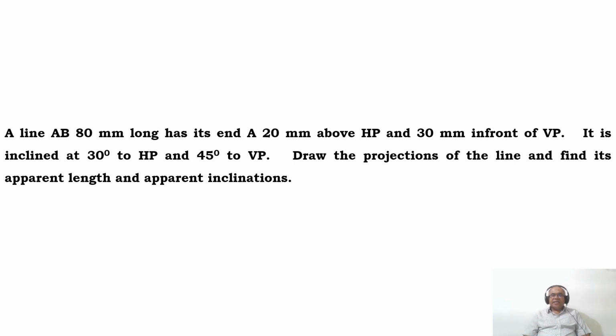Then he says it is inclined to HP and to VP. So what inclination is given? The true inclination of the line, that is theta, with respect to HP is theta and with respect to VP is phi. Both theta and phi are given. Draw the projections of the line and find its apparent length and apparent inclinations. How to do that now? Now we will go to the next point.